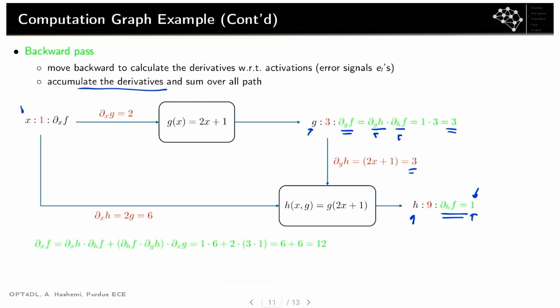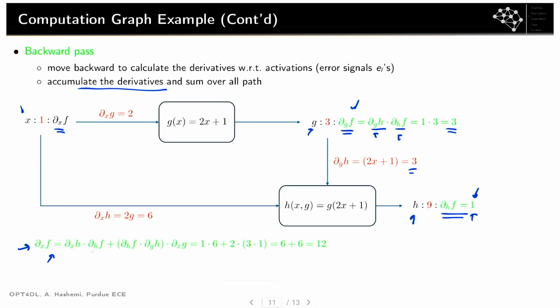Now, so in this example, there are two paths from output to the input signal x. As I'm going to talk about here, we have to accumulate these partial derivatives and then sum them up across all paths. So this is basically the partial derivative for this variable. Now I'm going to calculate the partial derivative of f with respect to x, which I'm writing here.